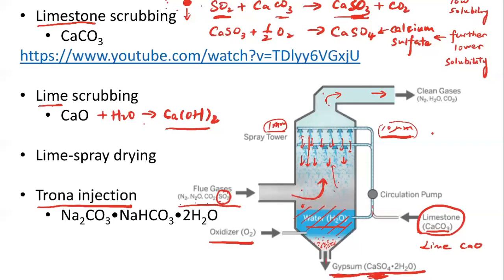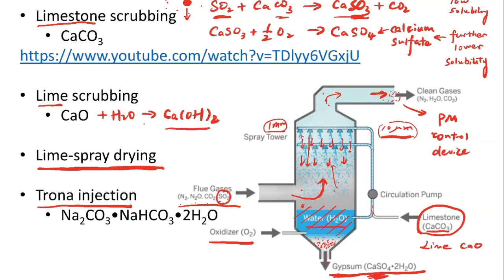So you can also see that once they exit there, we're going to form a lot of particles, mainly because of the reaction that's taking place, right? So by having this lime spray drying process, what that means is that after the spray tower, we need to further introduce the gas into a PM control device, right? For the lime spray drying. For the limestone scrubbing or lime scrubbing, where we have this water reservoir here, we don't need to worry about the PM removal.